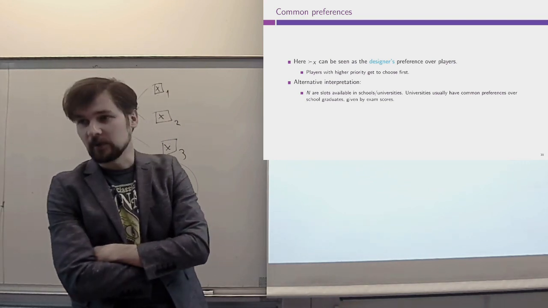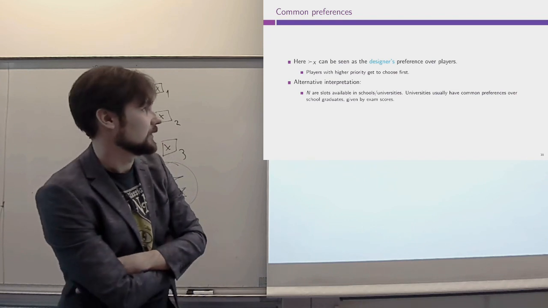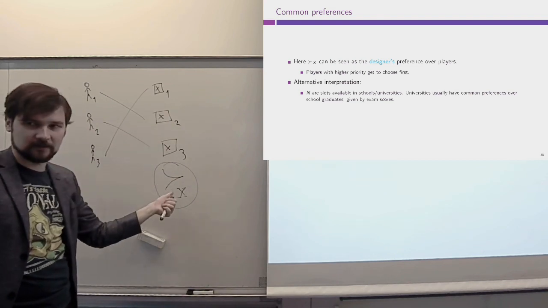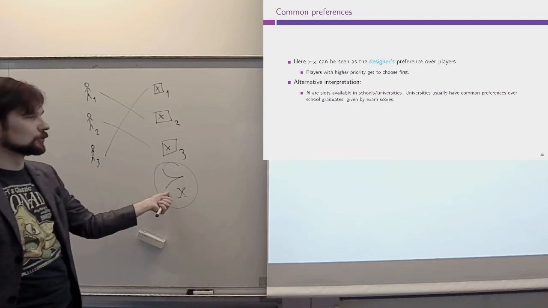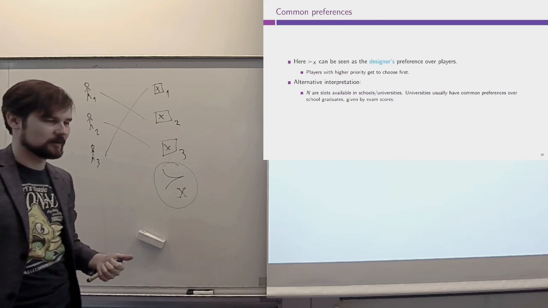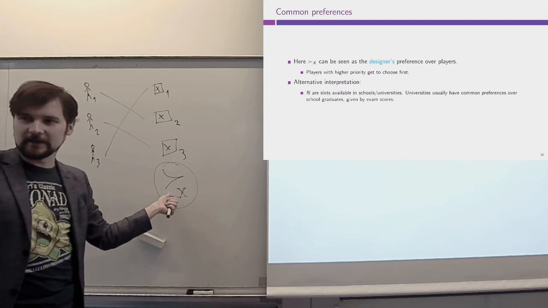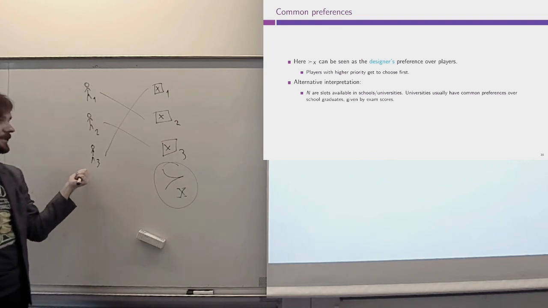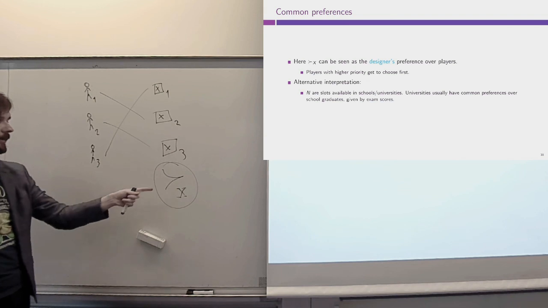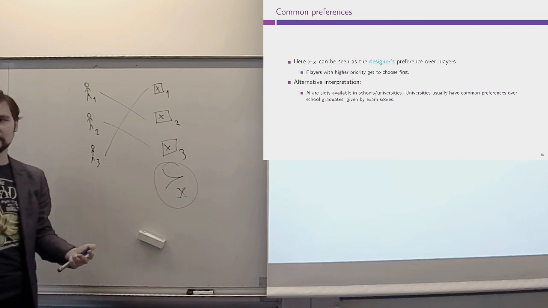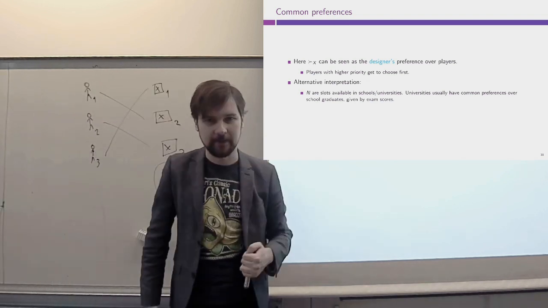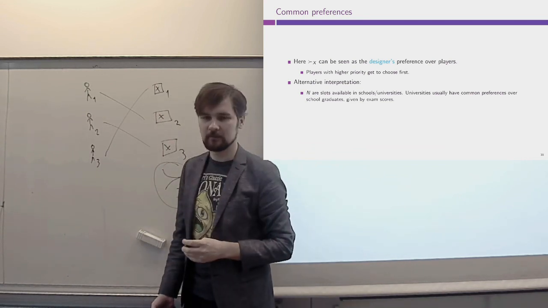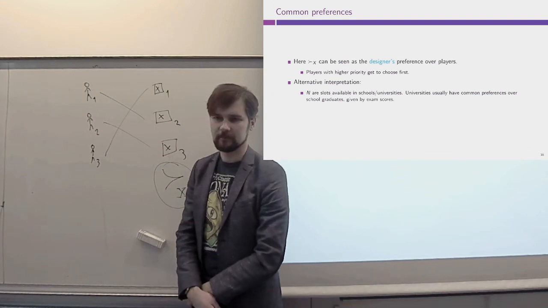This is one interpretation that we can have. Another interpretation is that this is not actually the preference of this side of the market. These are not preferences of the schools or of the items that we are allocating. But this is the preference of the designer over players. So maybe there is some priority over whom the designer likes more, who is at the top of this ranking and should thus get a better item here, or something like that.